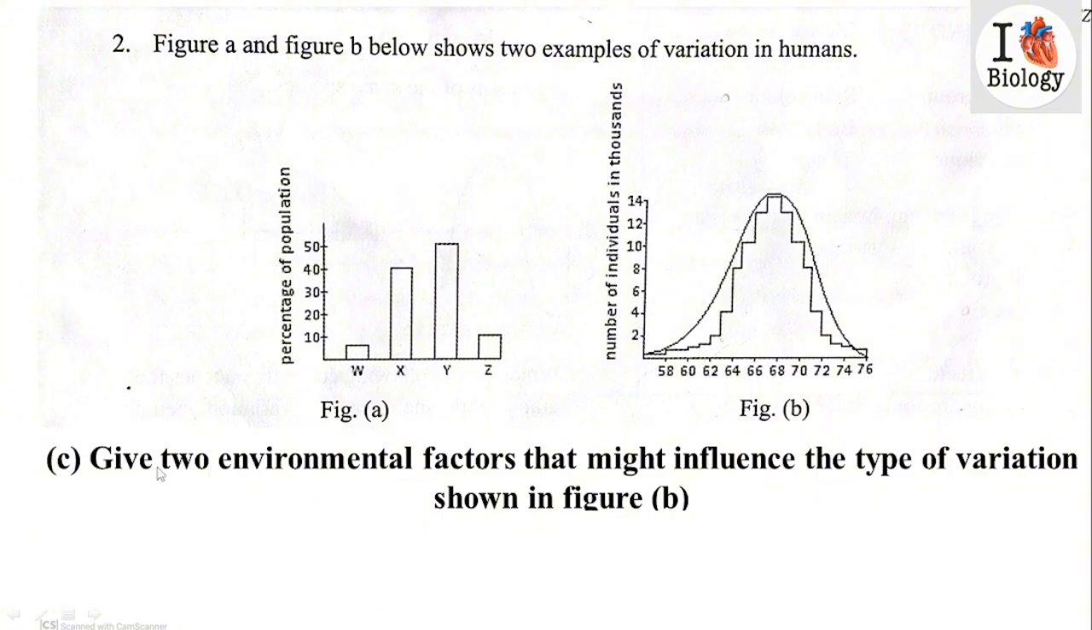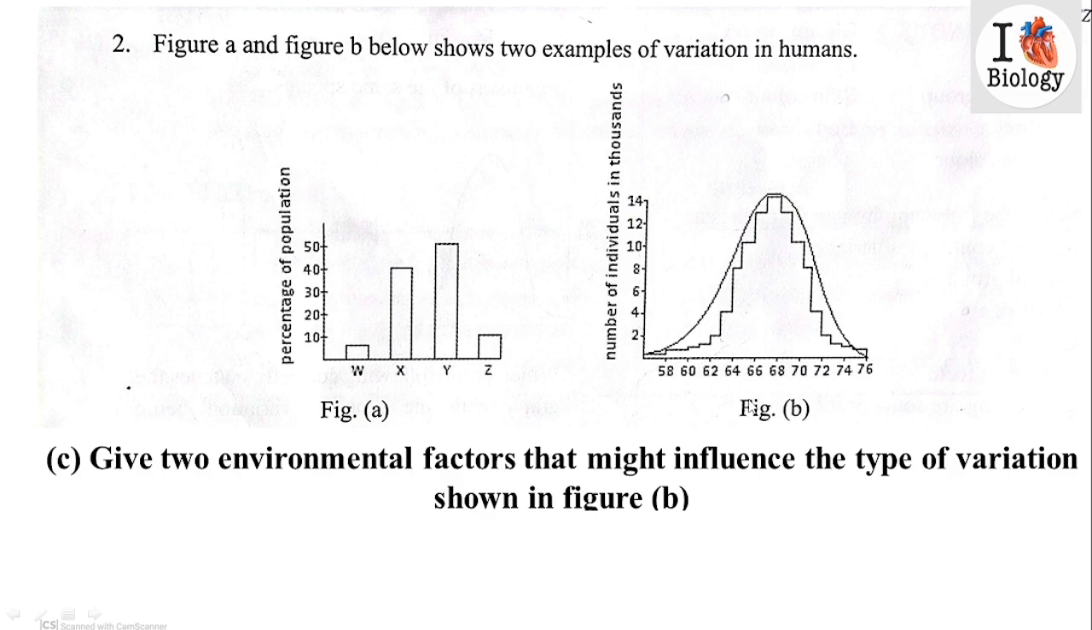Question C reads, give two environmental factors that might influence the type of variation shown in figure B. Since we have figure A and figure B, we know that figure A is displaying discontinuous variation and figure B is displaying continuous variation. So we need to give two environmental factors that might influence continuous variation. Continuous variation is normally affected by environmental factors such as climate, diet, accidents, culture, and even lifestyle. This can cause continuous variation among organisms of the same species.